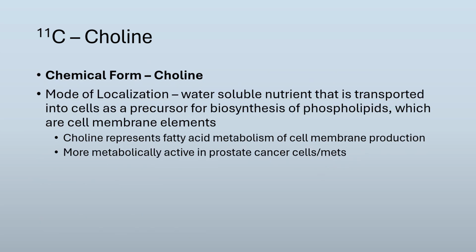It is a water-soluble nutrient, and it's transported into cells as a precursor for biosynthesis of phospholipids, which are cell membrane elements. The choline represents fatty acid metabolism of cell membrane production, and this is more metabolically active in prostate cancer cells, especially when metastasizing. And so that's why it's become a good agent to use for that.